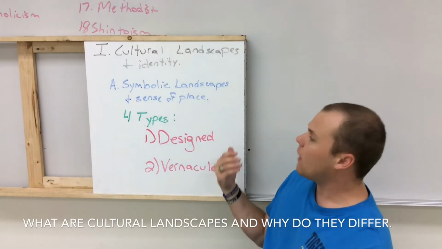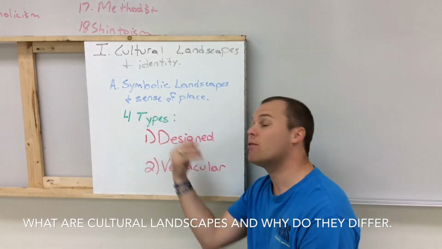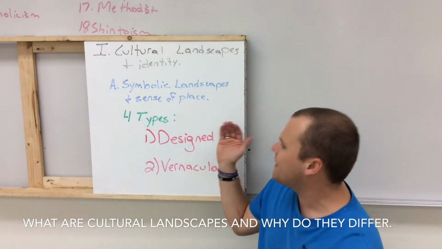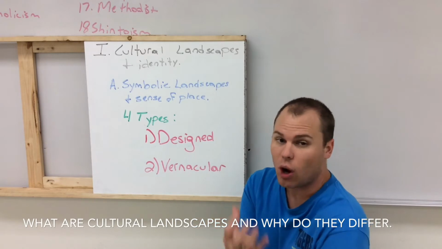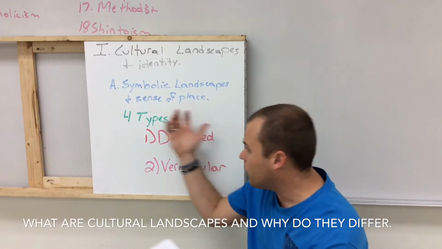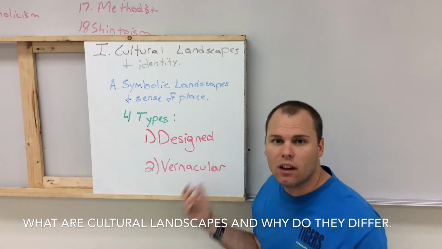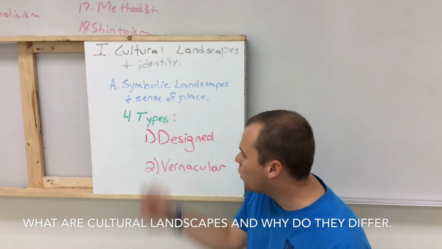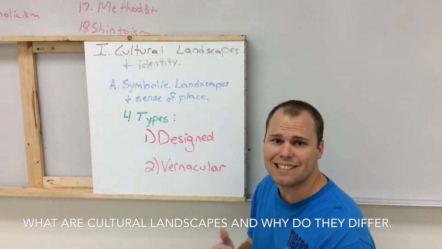What I want to identify is cultural landscapes, because we're going to identify 4 different cultural landscapes. A cultural landscape is a cultural identity that's reflected through the architecture, through the artifacts, and through the layout of what you create in the environment. That's what you're looking at in regards to cultural landscapes. And there's 4 different types of cultural landscapes that we're going to look at.